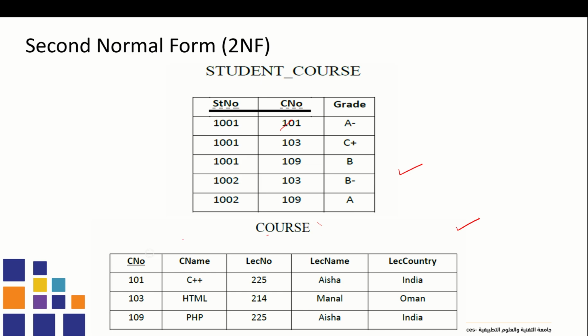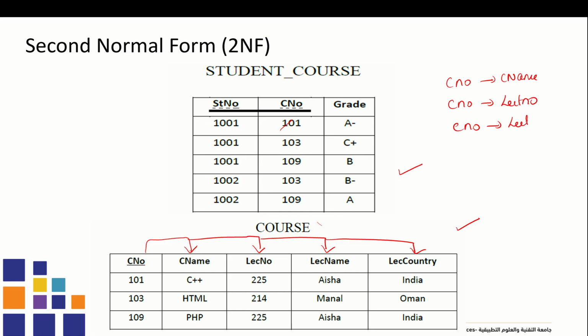Now coming to this table, only this table we have to check. So here see the dependencies. Course number determines course name, course number determines lecture number, course number determines lecture name, course number determines lecture country. So let me write here, course number determines course name, course number determines lecture number, course number determines lecture name, and course number determines lecture country. Okay, here now one more dependency exists. What is that? Lecture number determines lecture name. Can I write like that? Yeah, student number determines student name. Like that, lecture number determines lecture name.